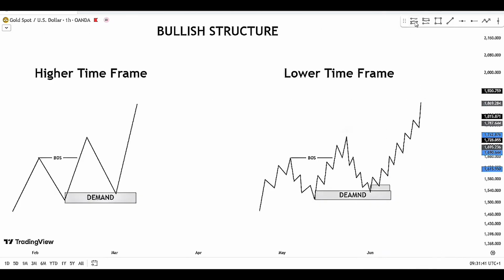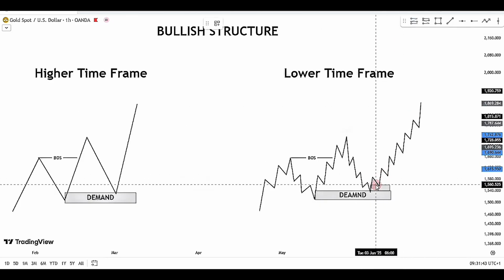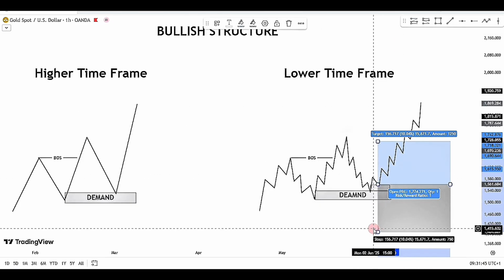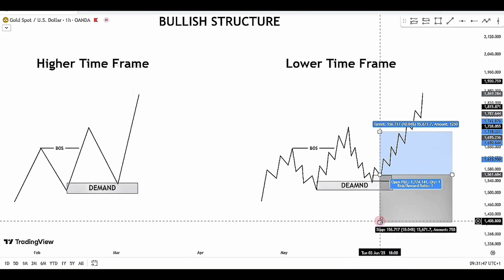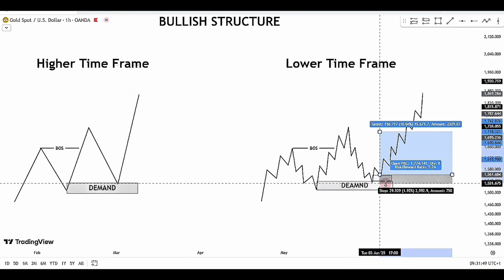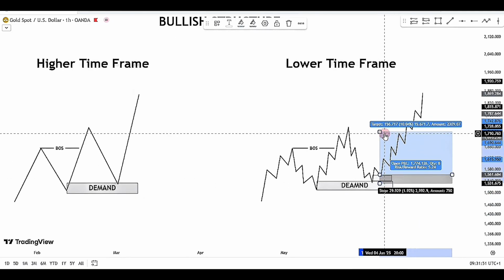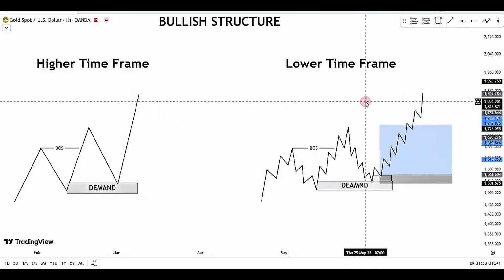So if I want to be interested to buy, I want to be interested to buy at this very lower time frame demand. My SL should be on the very last low that formed that shift, and my TP should be above. It's as simple as it is. So now I'm going to be taking you guys to the chart and I'm going to be showing you guys how to catch these entries.